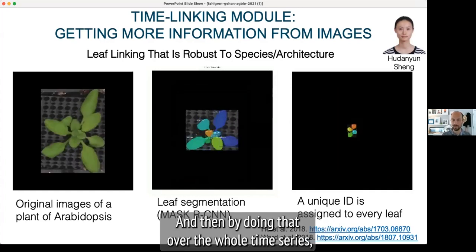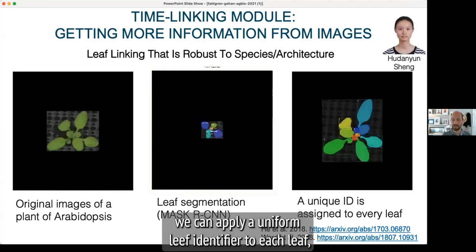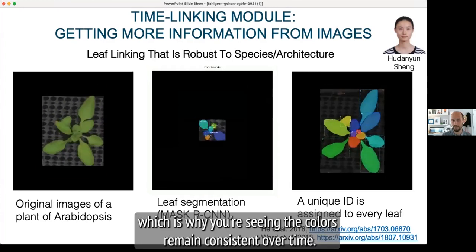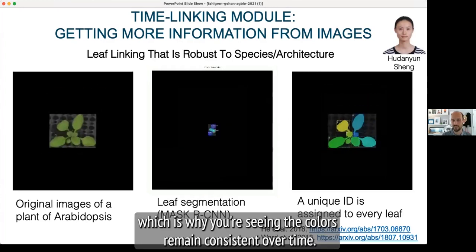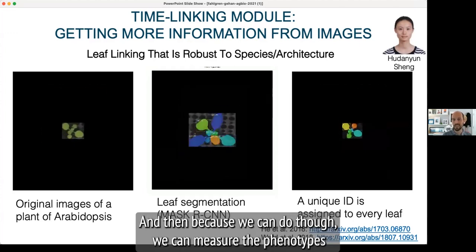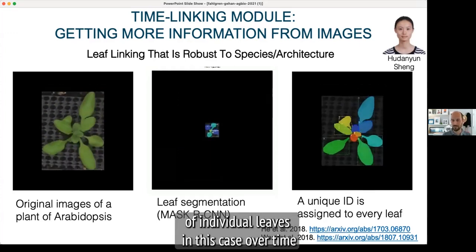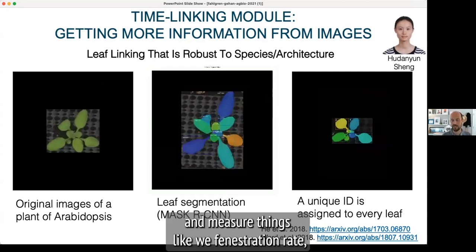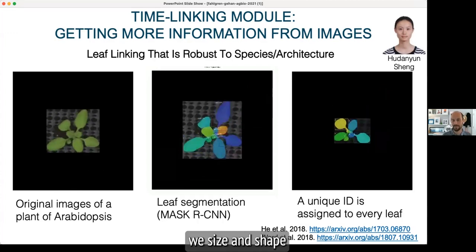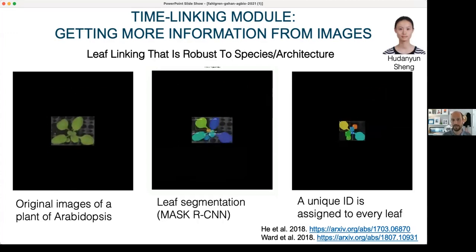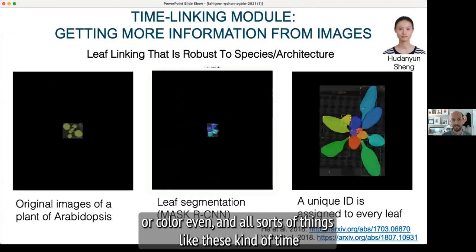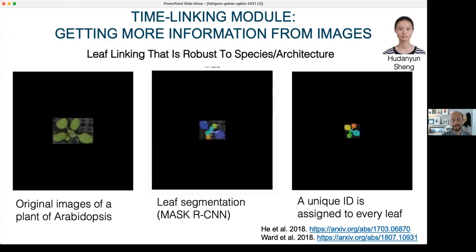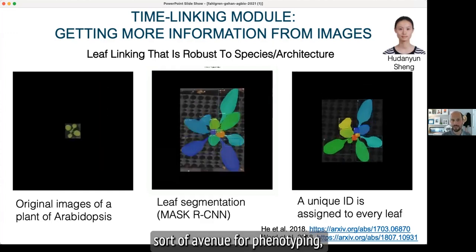And then by doing that over the whole time series, we can apply a uniform leaf identifier to each leaf, which is why you're seeing the colors remain consistent over time. And because we can do that, we can measure the phenotypes of individual leaves over time, and measure things like leaf initiation rate, leaf size and shape, color even, and all sorts of things. These time series based approaches open up a whole other avenue for phenotyping that we didn't have before.